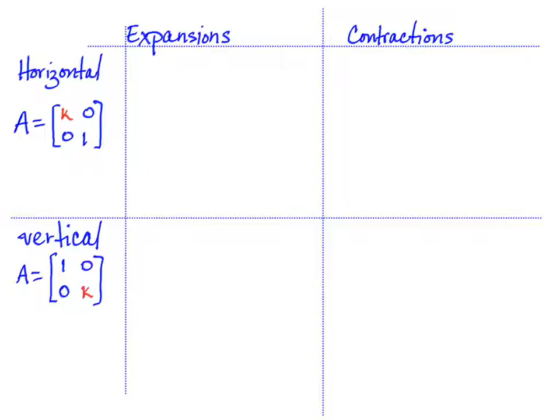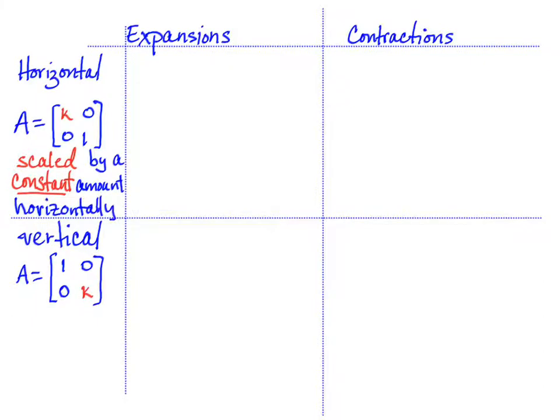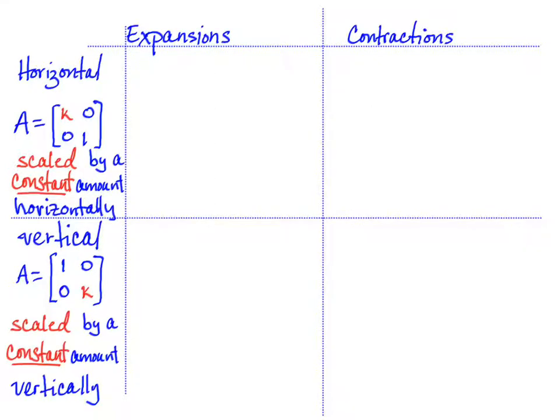So it's a horizontal expansion if the vector is scaled by a constant amount horizontally, or a contraction if it is scaled by a constant amount just horizontally. The vertical component isn't changed. And then it's a vertical expansion or contraction if the vector is scaled by a constant amount just vertically, and the horizontal component stays the same. So now the expansions are the transformations where k is greater than 1.